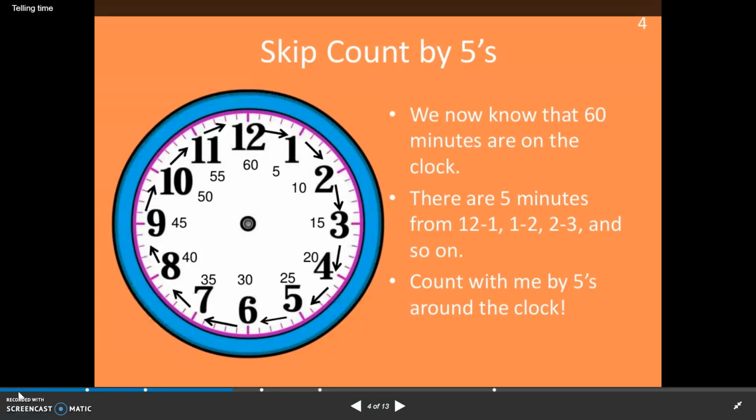For example, if you had a time where the big hand was on the 10, you wouldn't want to count all the way to 50 by ones. You can count by fives. We can do it together, starting at 1. 5, 10, 15, 20, 25, 30, 35, 40, 45, 50, 55, 60. So there we see that there are 60 minutes, and this is a lot faster than having to count each individual one.